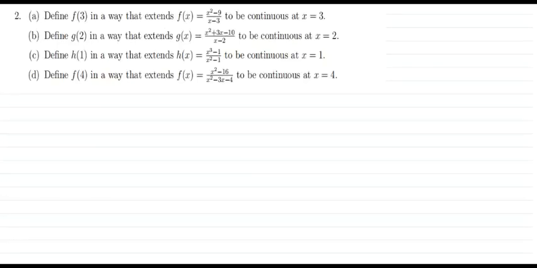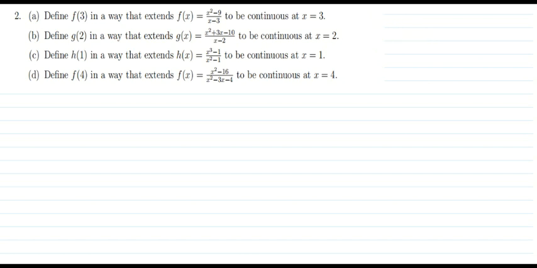Okay, so option 2 is saying define f of 3 in a way that extends f of x is equal to x squared minus 9 over x minus 3 to be continuous at x is equal to 3. Now, to make this function defined so that it is continuous at that point, we can make even a piecewise function. So we can say f of x will be equal to, now I don't have space this side, let me use this side.